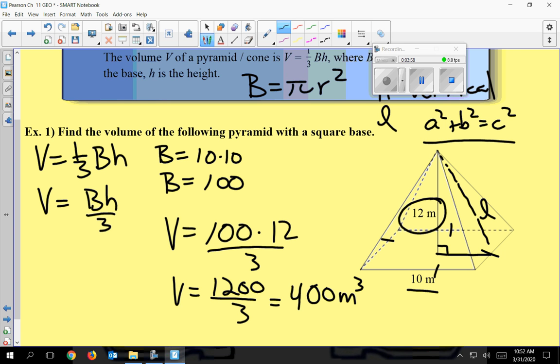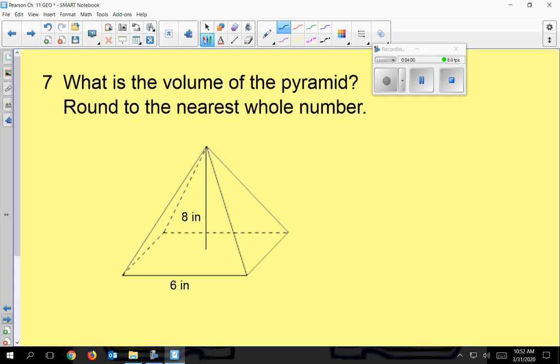Here's one of the extra questions, just another example of a pyramid getting the volume. They give me one side, so I'm assuming all sides are the same. So I should be able to get the area of a square. They give me a vertical height. So they're giving me everything I need to do. I'm going to let you guys try this one on your own. Why don't you hit pause and give it a shot, and I'll put the solution up.